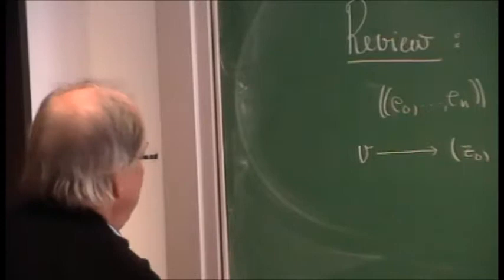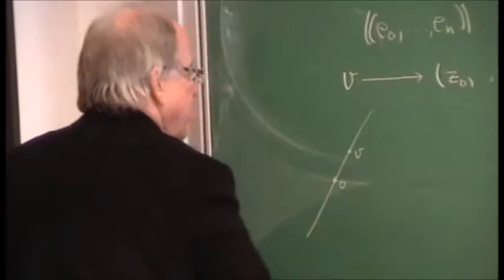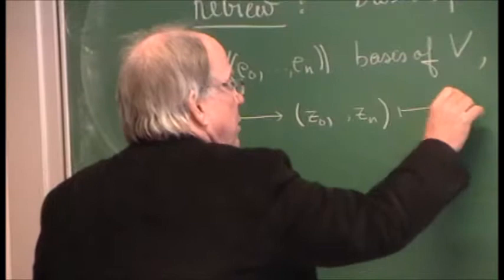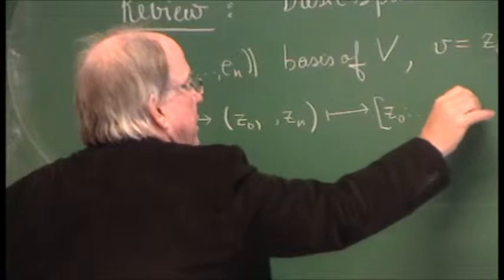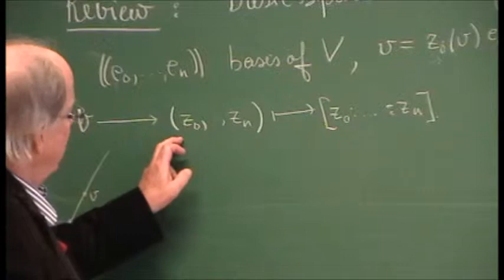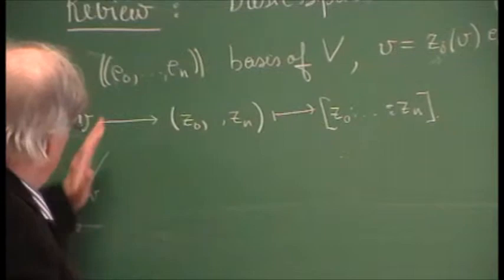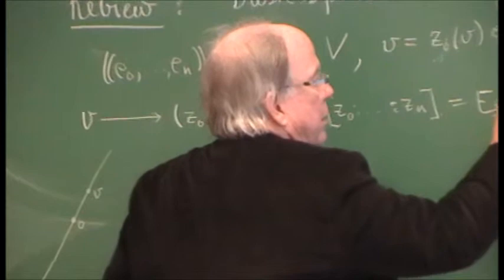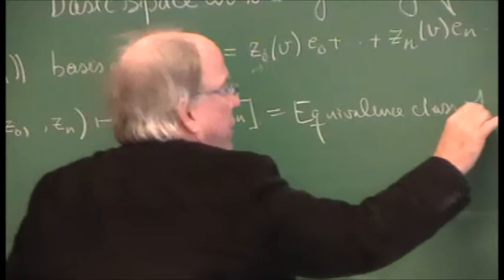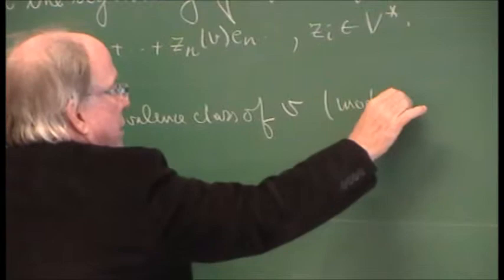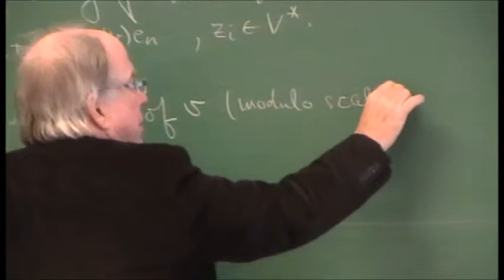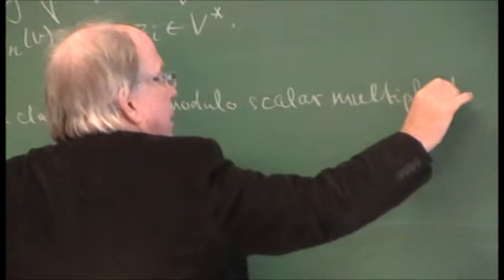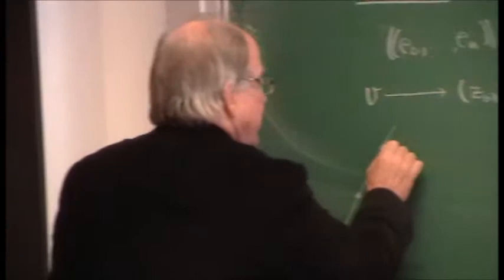And it sends the line spanned by this vector, so it's not zero, to what we call the homogeneous coordinate. This means that the homogeneous coordinate is the equivalence class of this vector modulo dilation. So if you take any vector in this line, you get the same equivalence class.